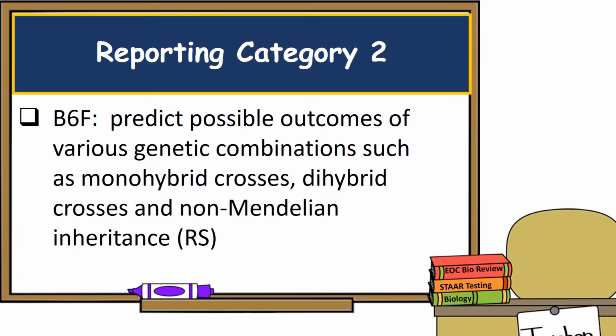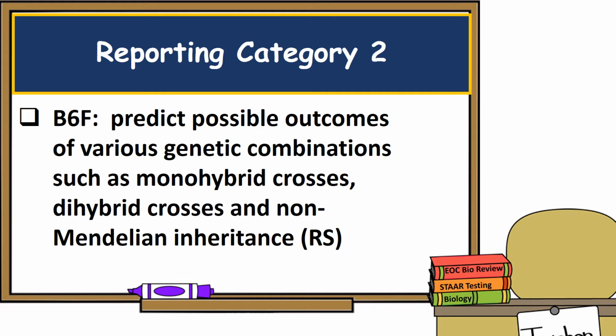Today's virtual lecture's objective is to become familiar with the following assessment standard from reporting category 2, which is going to be tested in the STAR Biology EOC. At the end of the lecture, you should be able to predict possible outcomes of various genetic combinations, such as a monohybrid cross and a dihybrid cross.